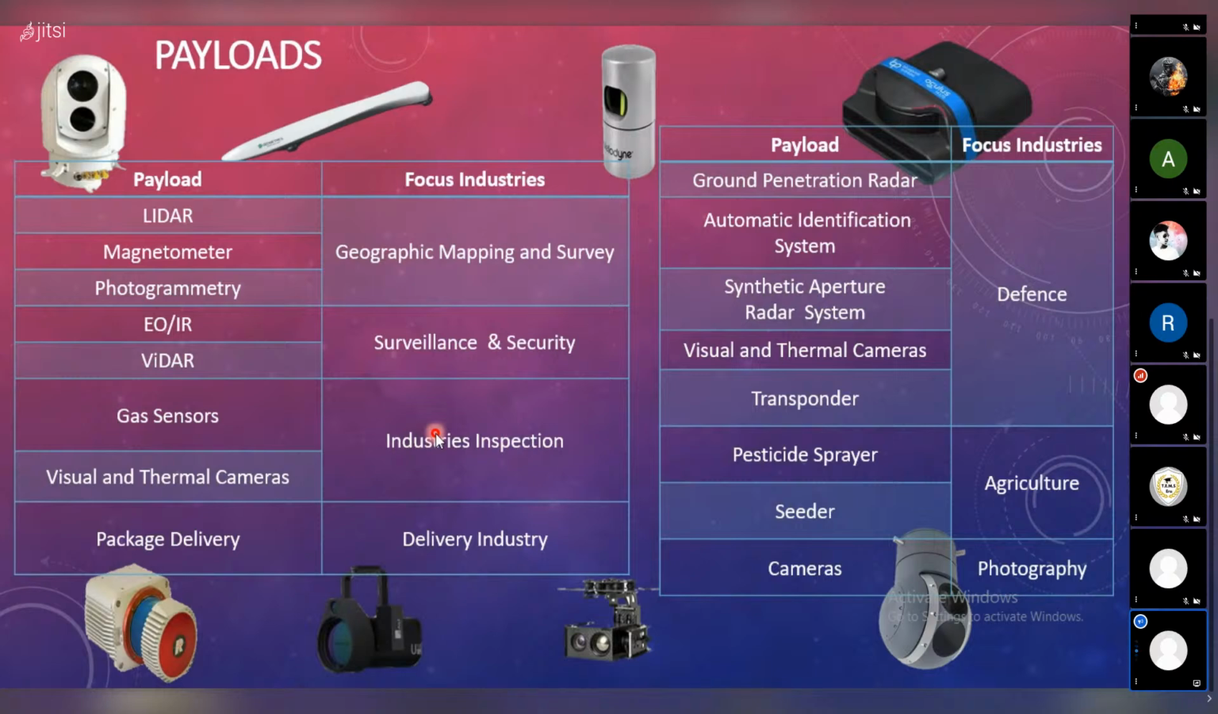Then for delivery purposes, if you want to deliver pizza or some vaccine from one place to the other, you will have various delivery packages or mechanisms for that. Now comes defense. Defense uses not only these cameras but also various other payload systems like radar, and automatic identification systems. If you want to identify whether there's a weapon, or whether there's a terrorist standing there, you'll use such a thing. Then synthetic aperture radar systems, visual and thermal cameras, and transponders.